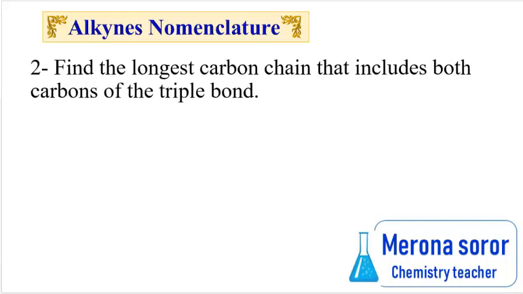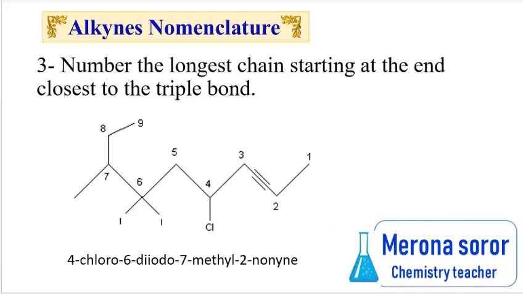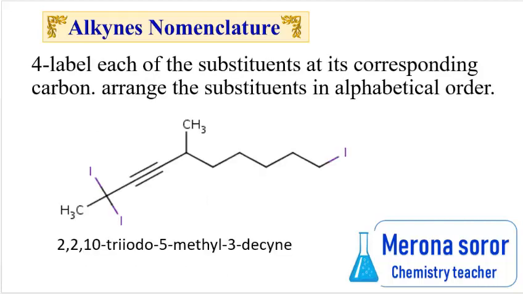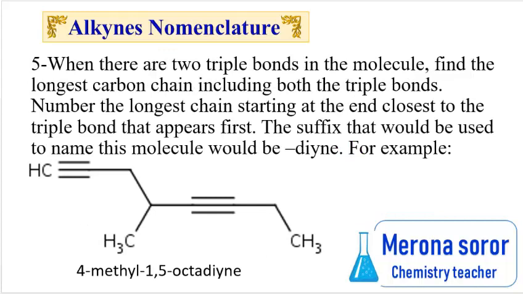Step number 2. Find the longest carbon chain that includes both carbons of the triple bond. Step number 3. Number the longest chain starting at the end close to the triple bond. Step number 4. Label each of the substituents at its corresponding carbon. Arrange the substituents in alphabetical order. Step number 5. When there are two triple bonds in the molecule, find the longest carbon chain, including both the triple bonds. Number the longest chain starting at the end closest to the triple bond that appears first.